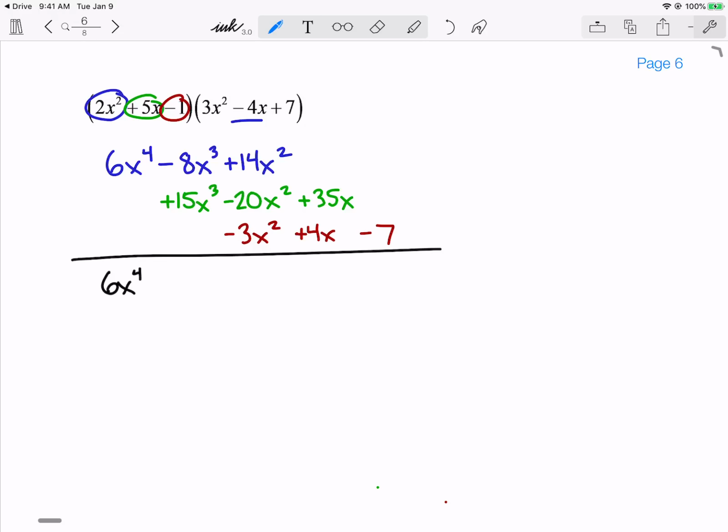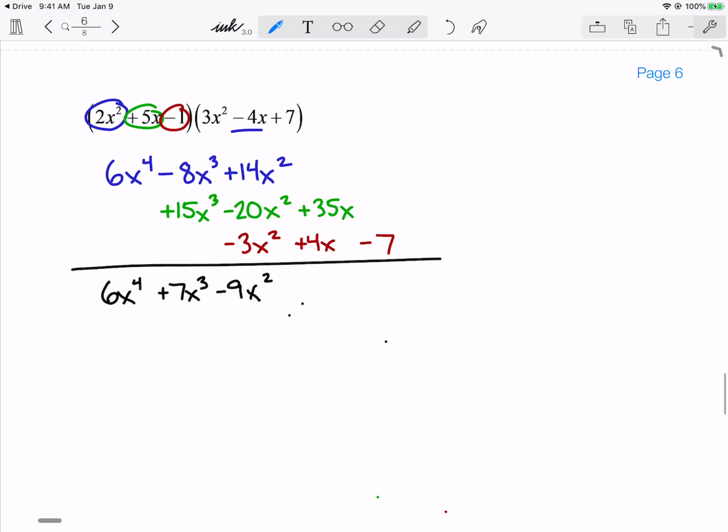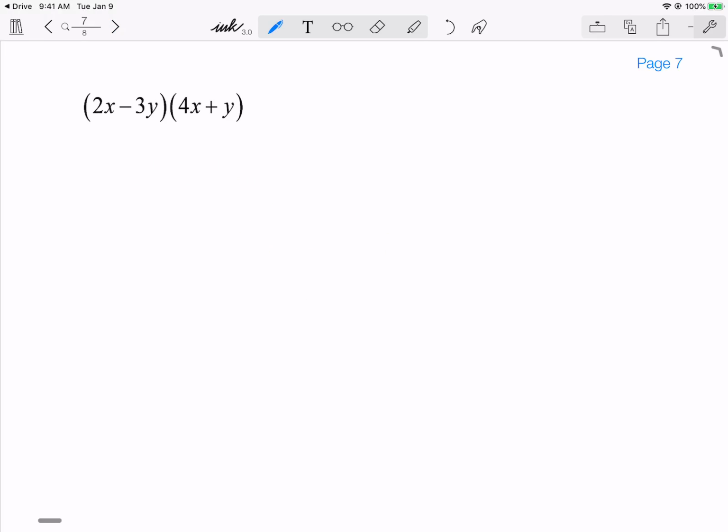So I get 6x to the 4th plus 7x cubed minus 9x squared. So that's 14x squared minus 20x squared minus 3x squared. Then I've got plus 39x and minus 7. So that time I had to triple distribute from that first trinomial to the second trinomial.